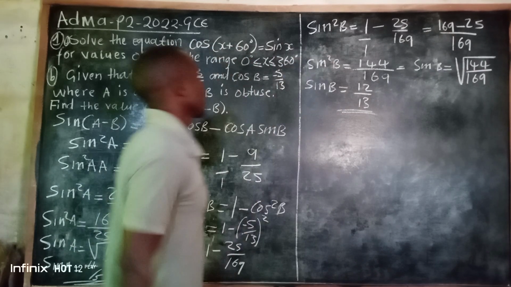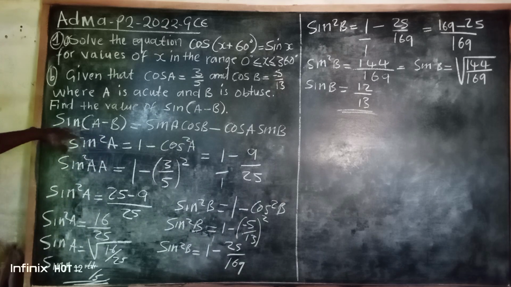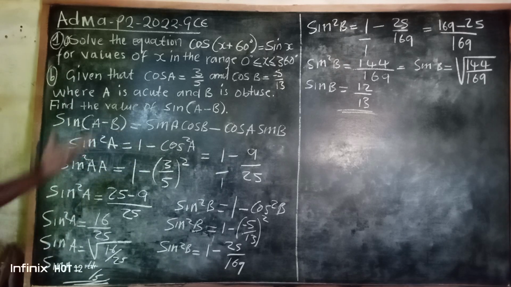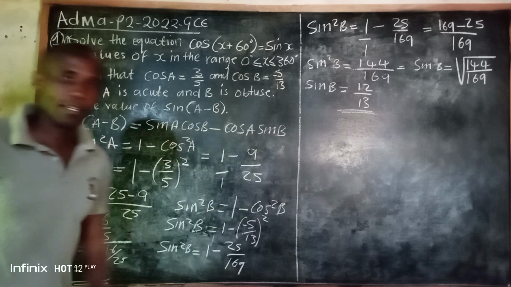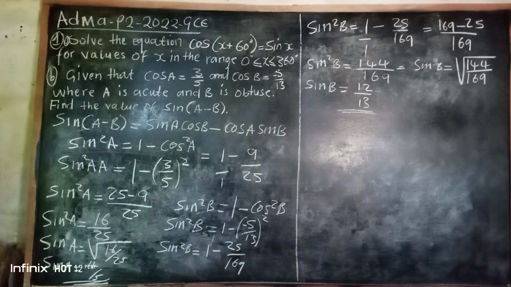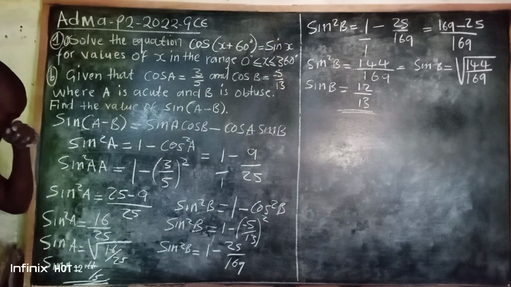Okay, so our sine B is 12 over 13. So now, having done that, it is now very easy for us to find the value of sine (A minus B). Okay? So now, what has just remained here is to substitute. So let us just substitute now. This time around, we are going to substitute the values that we have.